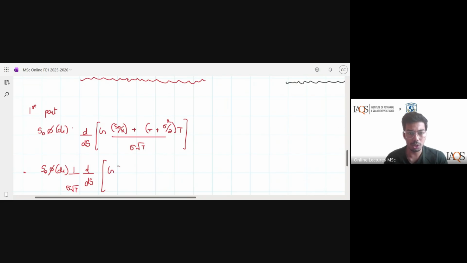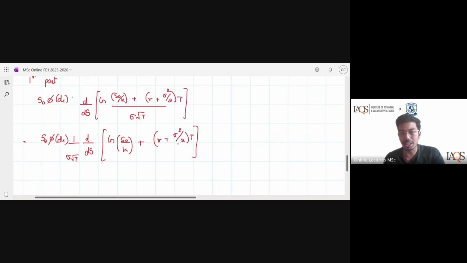Now, if I split all of this, log of S0 by k plus r plus sigma squared by 2t. I know r plus sigma squared by 2t doesn't have any s related term. Therefore, this will become 0. Log of S0 by k, I know as part of my equation. Can I write?